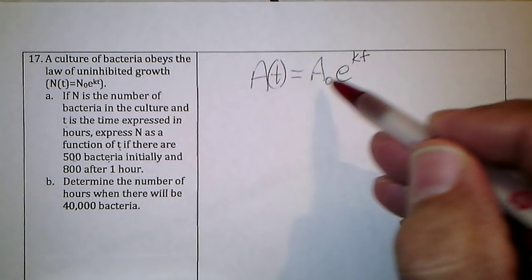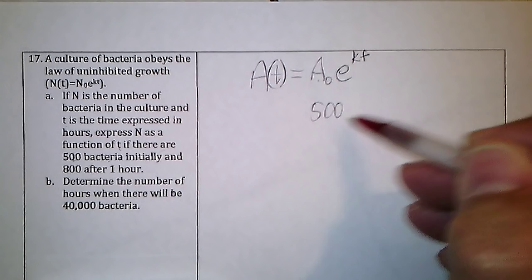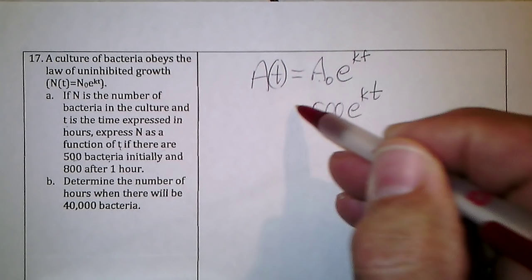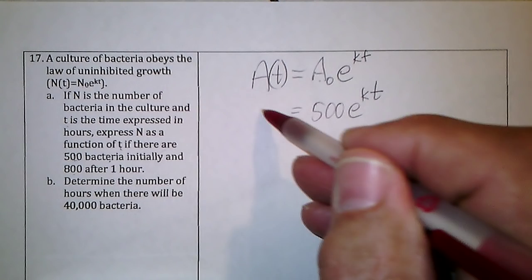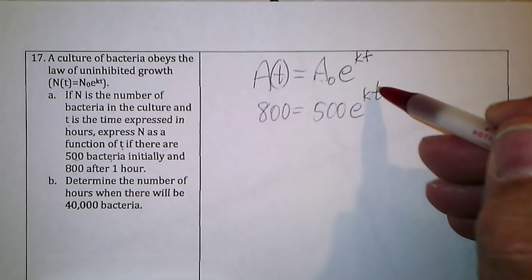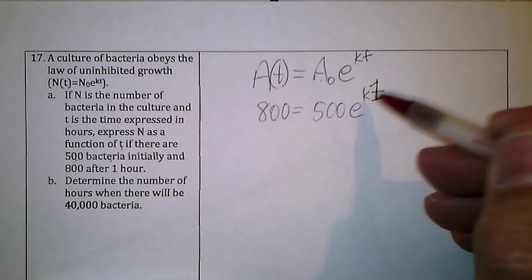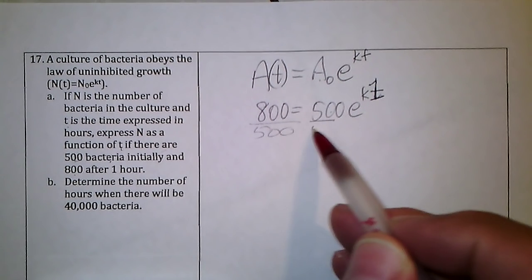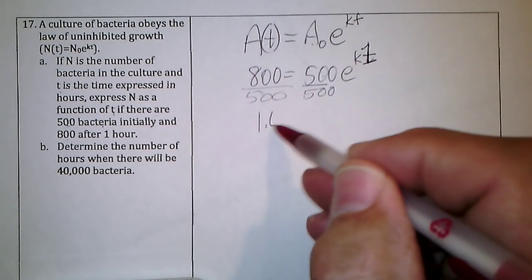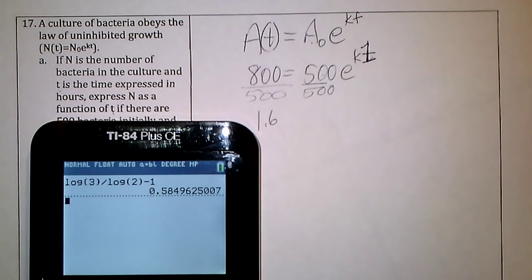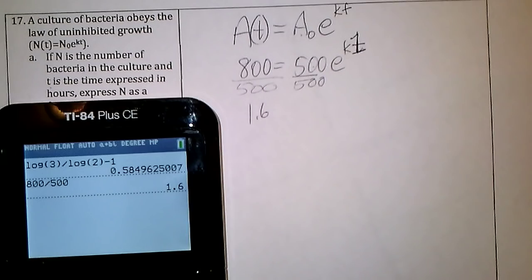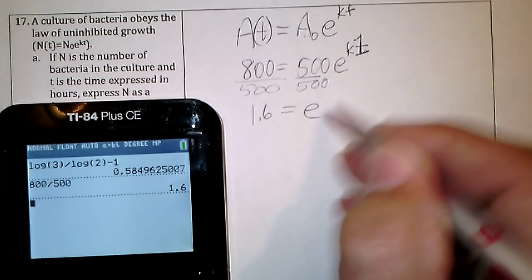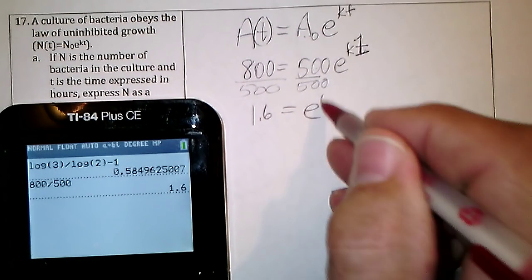500 bacteria initially. And 800 after 1 hour. So now we've got to solve for k. So we divide by the 500. And so that's 1.6, I believe. And equals e to the 1k.